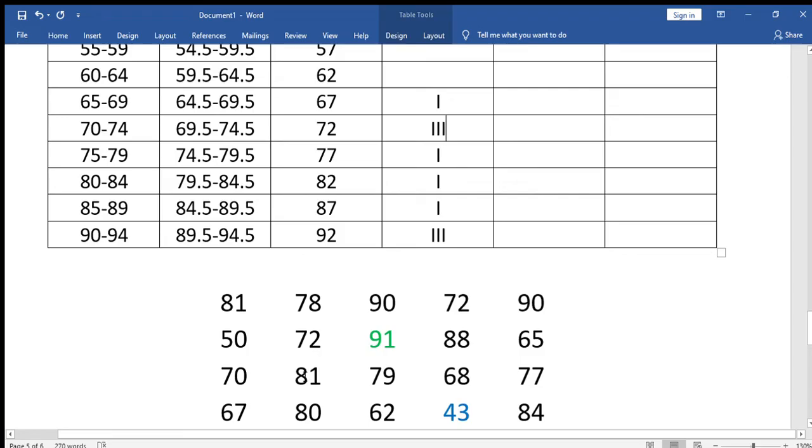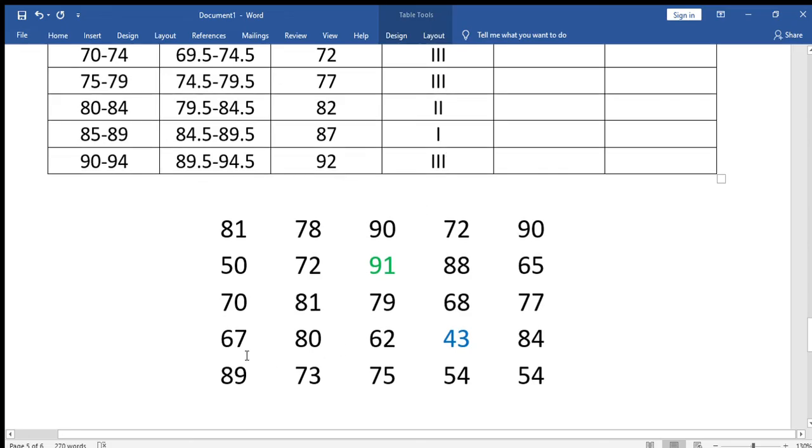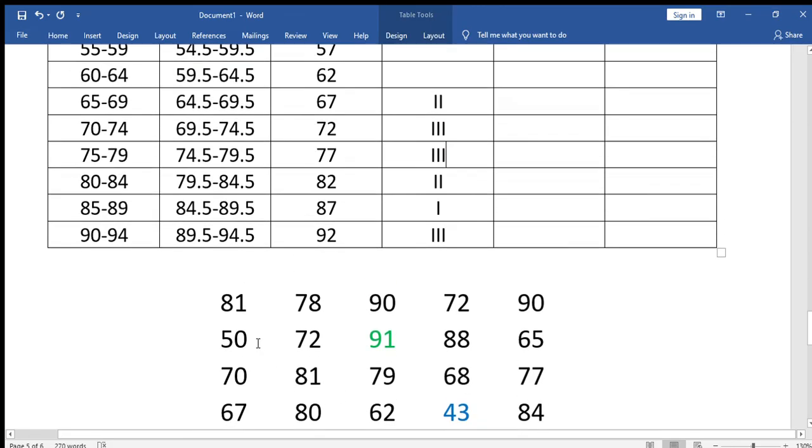Then we have 81. 81 falls here from 80 to 84. You put another stick, so 81. Then 79 is found at 75 to 79. Then 68, it can be found here, 65 to 69. Then 77, it can be found here, 75 to 79, so you put another stick. Then we have 67. 67 is located here from 65 to 69, so you put it here.